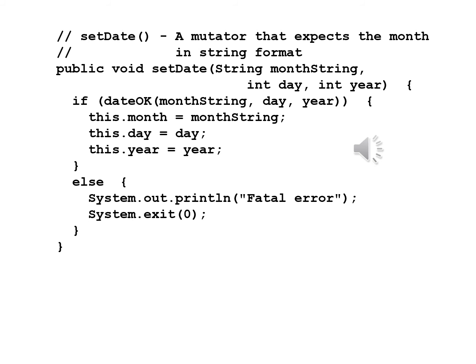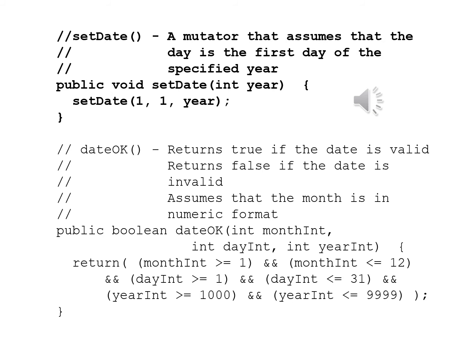Clearly, we will need a different version of dateOK as well. We then have the else, System.out.println fatal error, System.exit 0. This is what we will do if the month, day, or year is invalid. All it will take is one of the three to be invalid. We now look at one last version of setDate, beginning with a comment that says, a mutator that assumes that the day is the first day of the specified year. In other words, January 1st.